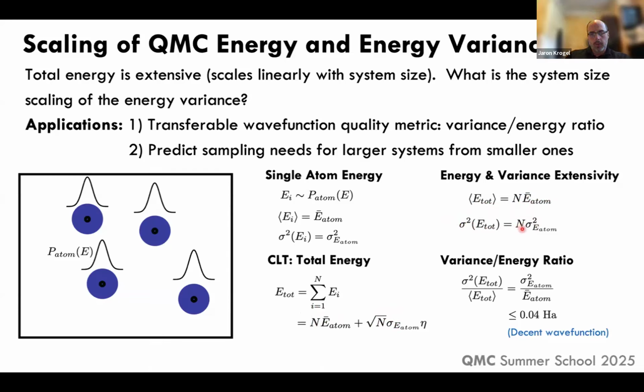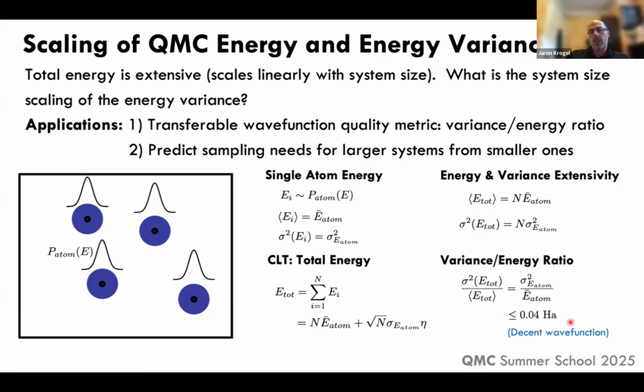So from this, we can introduce the variance to energy ratio, which is an intensive quantity. It doesn't depend on the system size. And we found from experience that it's a transferable metric across different systems, whether you make a molecule larger, or even if you include heavier elements with a larger Z, for example. And you can use this as a more or less global measure to judge wave function quality, which is useful, for example, when you're performing wave function optimization. Do you know whether or not you've optimized well enough, far enough?